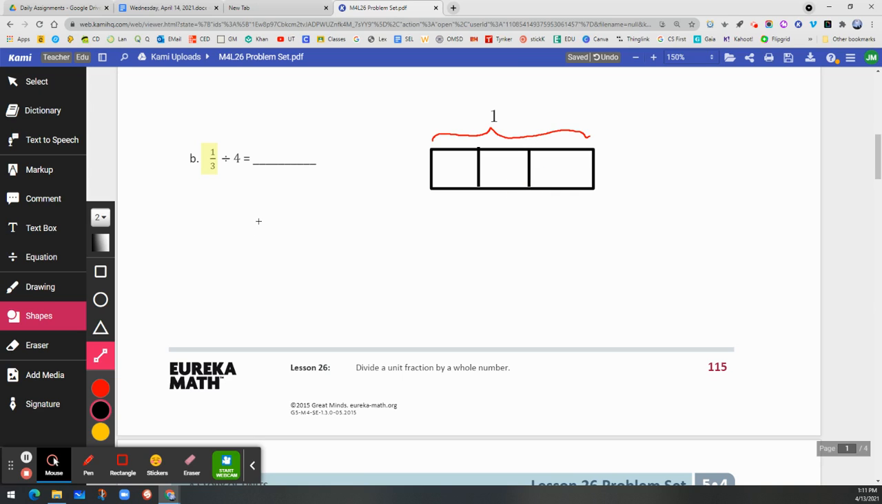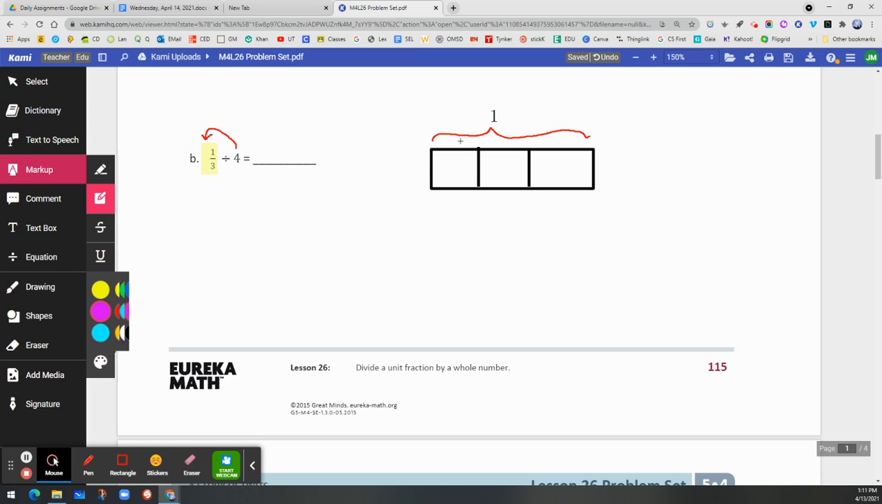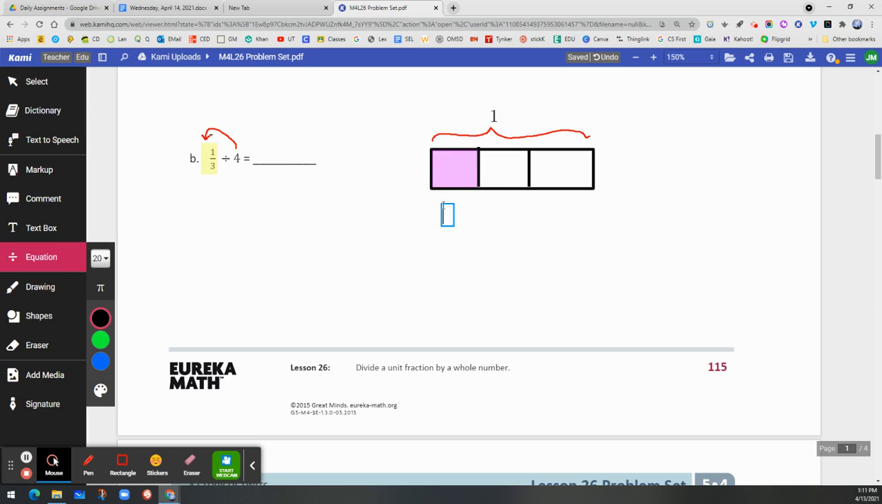Okay, now this number says that the 1/3 is going to be divided, my friends, by 4. So let's identify first what is 1/3. 1/3 is this segment right here that equals 1/3. Now, here's the next step. Because this is divided by 4, we have to divide it by 4.